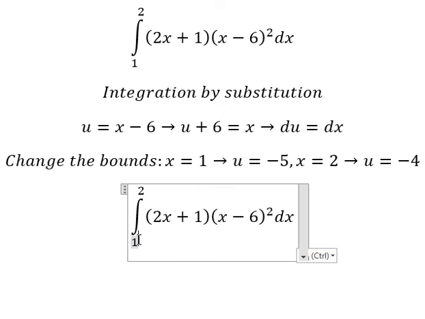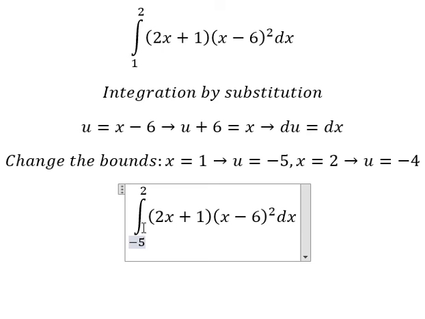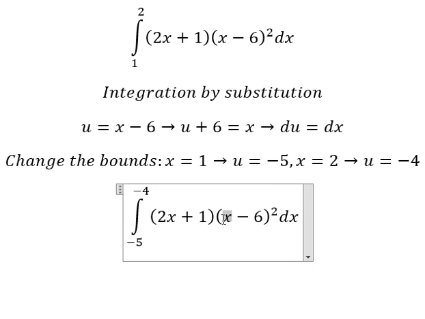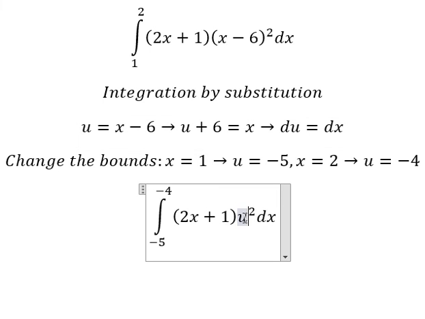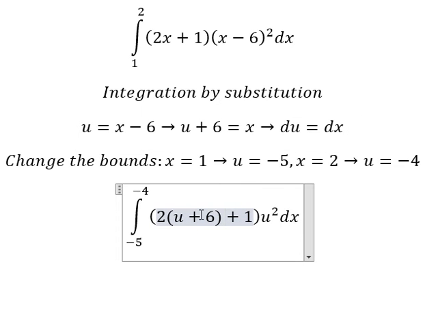For 1, we got negative 5. And for 2, we got negative 4. x minus 6, we change to u. About x, we change to this one. The x, we change to the u.